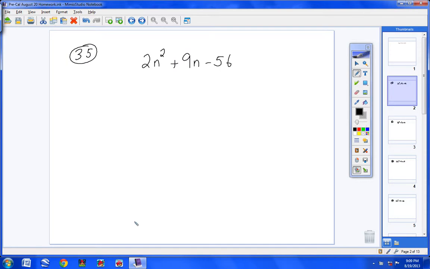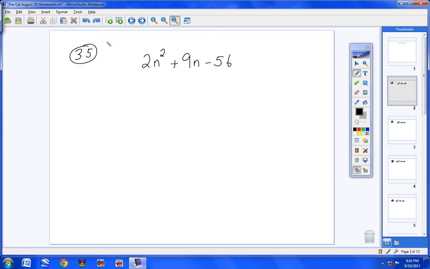Now step one is always pull out or factor out what's common. There is no number that we know that goes into 2, 9, and 56 evenly. Notice there's also not the variable n in every term, so there's nothing common we can factor out. All right. Next, look at our trinomial and ask, do I have a lead coefficient of 1 or do I not? And obviously you do not.